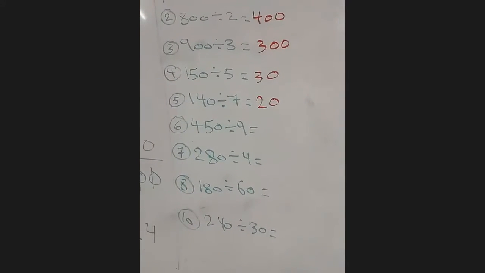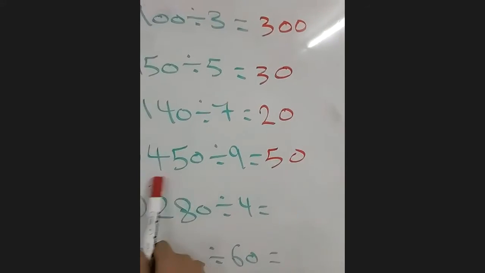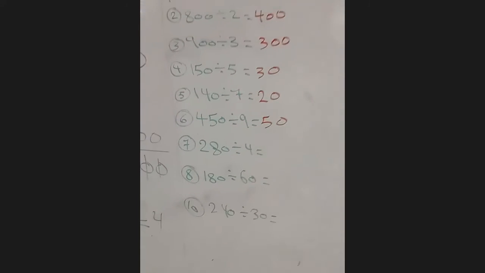Yahya. 450 divided by 9 equals 50. Equals 50, because 45 divided by 9 is 5, and we put the 0. Mumtaz. Question 7.